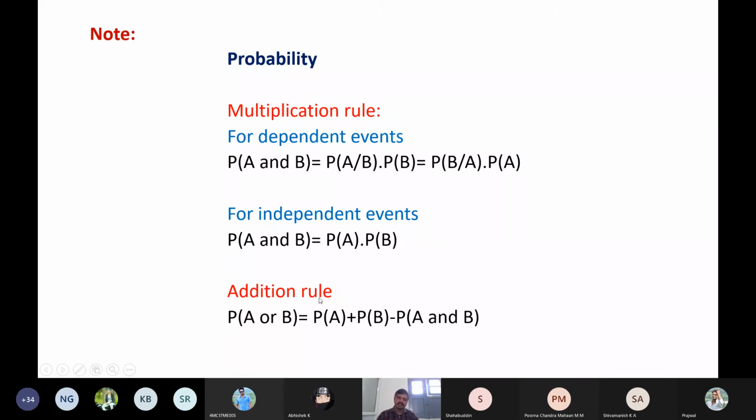Next, there is the addition rule. This is used when you have to choose one solution among the available ones. If only one needs to be selected or solved among the available options, then you use the addition rule, P of A or B, which is equal to P of A plus P of B minus P of A and B. So in order to solve problems related to physical realizability, we make use of these rules of probability.